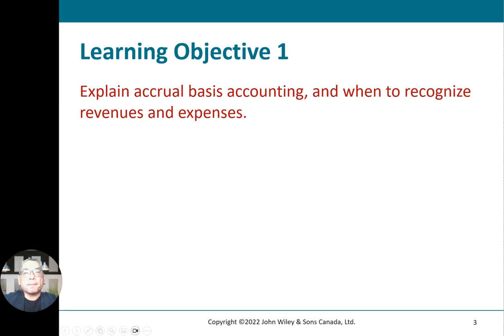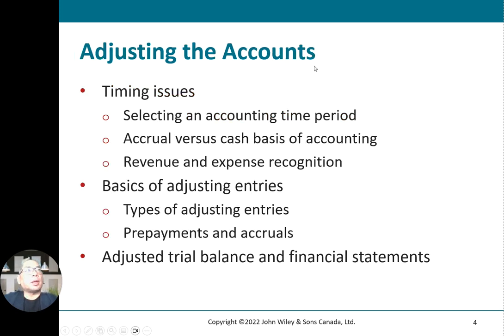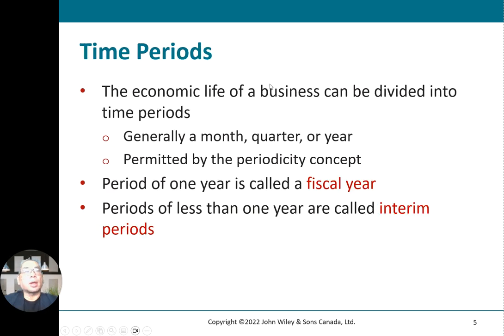expenses. Now, with adjusting accounts, there's a timing issue, which means that we are selecting a certain accounting time period. There's accrual versus cash-based accounting. There's revenue and expense recognition. In terms of the basics of adjusting entries, there are types of adjusting entries: prepayments and accruals, and then the adjusted trial balance and financial statements.